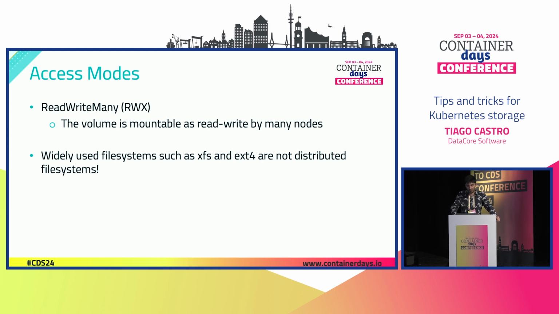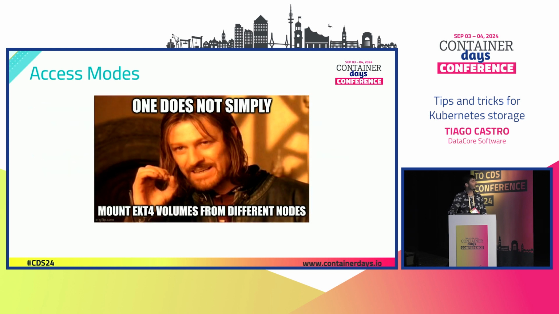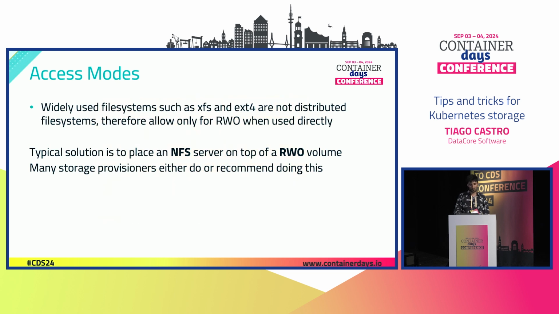Another thing we get asked a lot by users is, why can't I just mount the volume on multiple nodes? And unfortunately, widely used file systems such as XFS and ext4 are not distributed file systems. So you can't simply mount those volumes from different nodes. A typical solution that we suggest is to place an NFS server on top of a ReadWriteOnce volume. And I think many other storage provisioners recommend doing this, and some even do it by themselves so that the user doesn't have to.